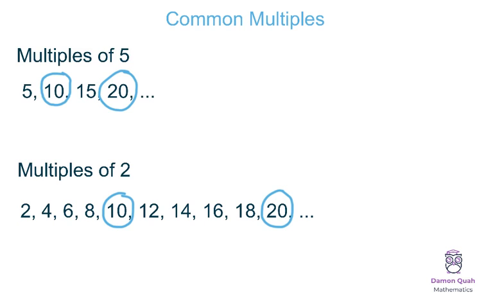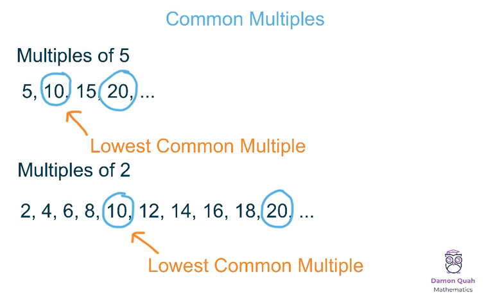What we are interested in usually is not just which multiples they have in common, but we want to know which one they have in common that is the lowest we can find. And of course, that's just a case of finding the first multiple that's in common, which will always be the lowest one, and in this instance that is 10. So this is our lowest common multiple, so we would call it as such.